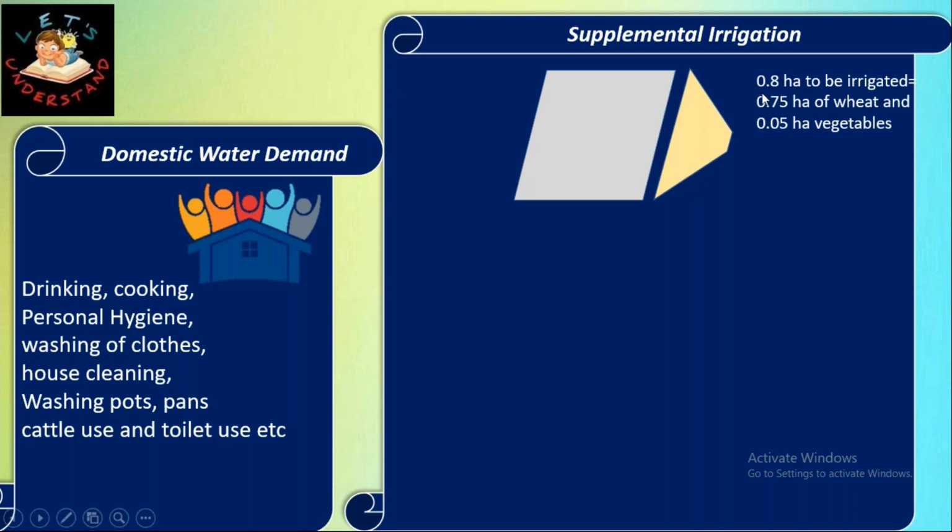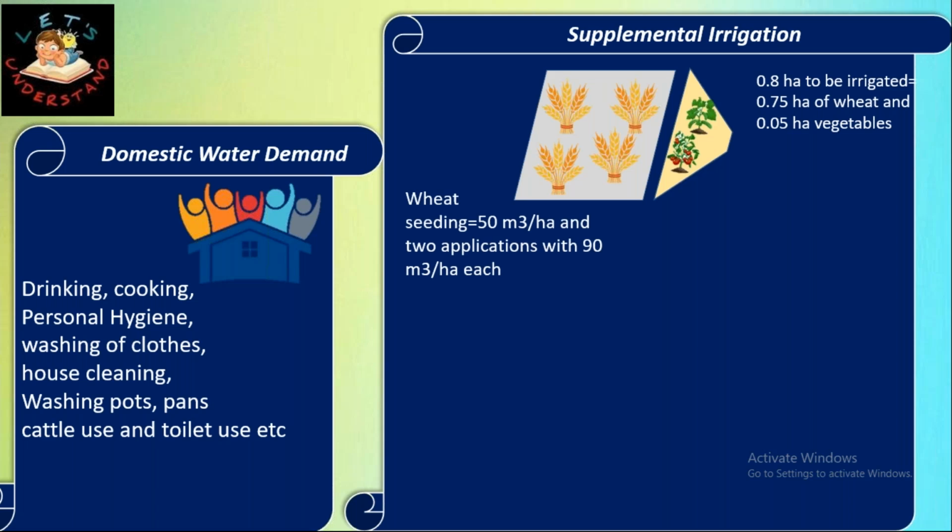So let's suppose we have 0.8 hectare of area to be irrigated in our farm, in which on 0.7 hectare wheat is grown, so we have to irrigate that wheat, and 0.05 hectare is under vegetables. So this much area is under vegetables and this much area is under wheat.